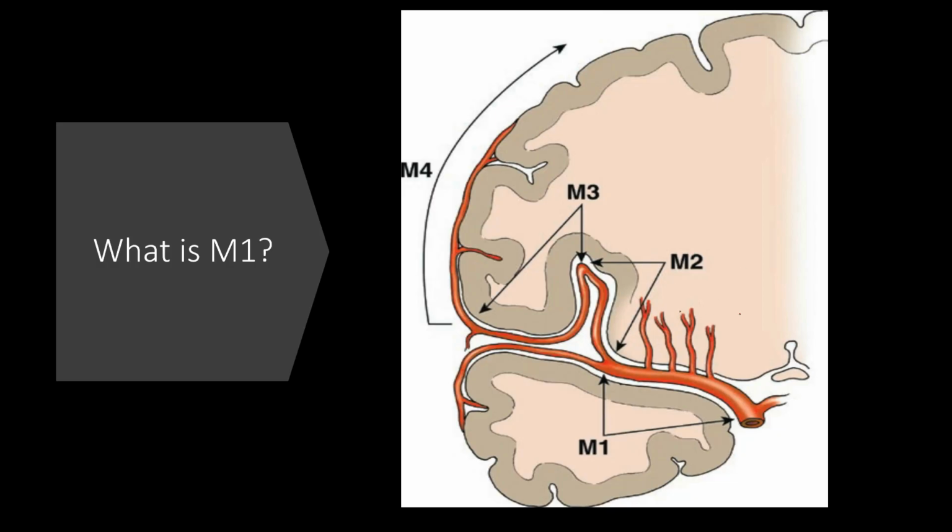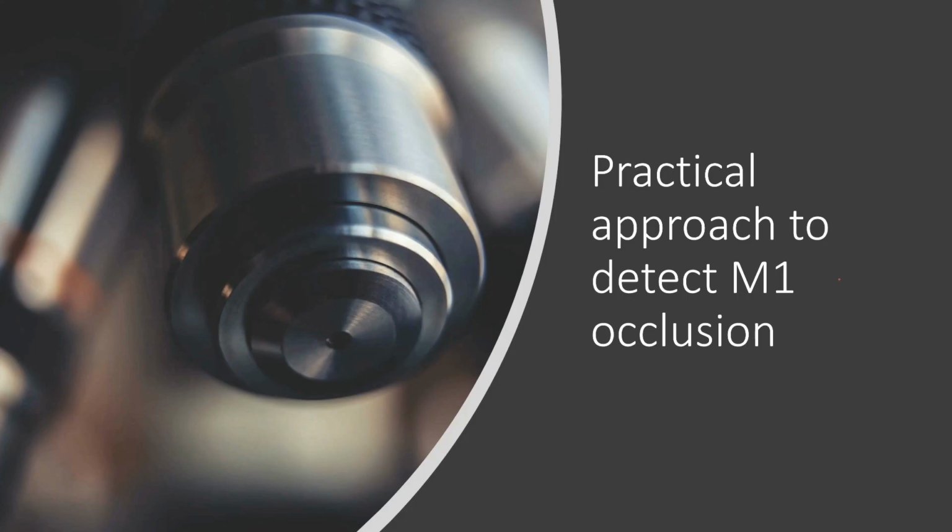Before that, let us brush up the anatomy. This is the M1 part of the MCA. It has multiple lenticular branches and the anterior temporal branch in the inferior aspect, and it divides into superior and inferior divisions. These divisions are named M2. Now we can move on to how to identify M2 occlusions which are actually, clinically and radiologically, an M1 occlusion.